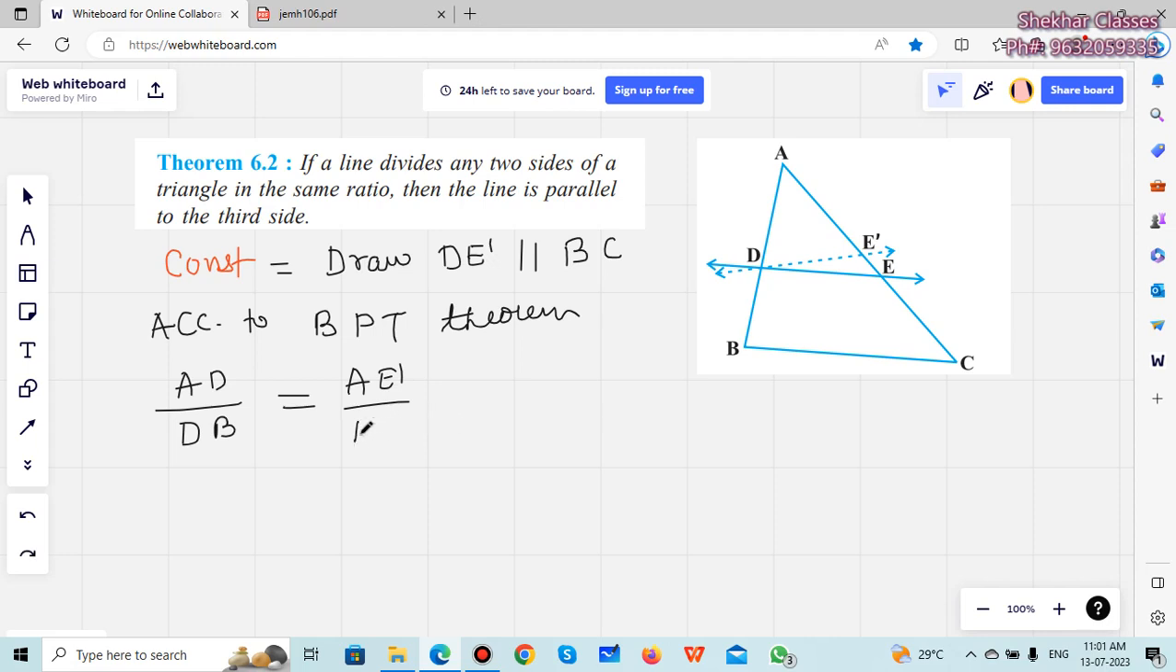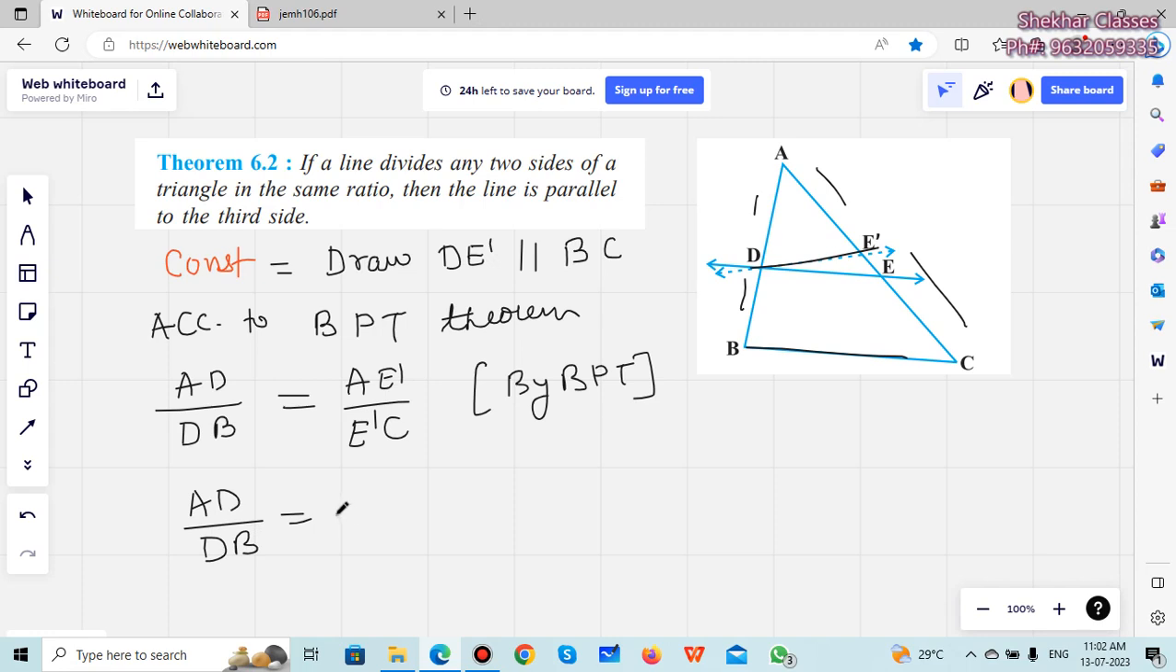Are you getting my point? If I draw a line parallel to BC, then AD upon DB must be equal to AE dash upon E dash C. This is by theorem, right? Or we can say by BPT, or write here BPT instead of writing there. Now, what they have given you? They have given AD upon DB is equal to AE upon EC. This is given to us from the question.